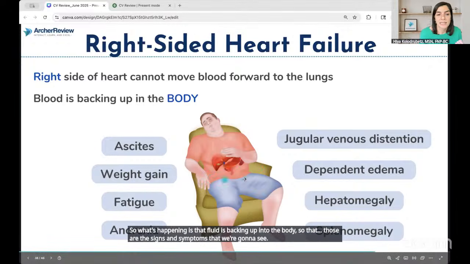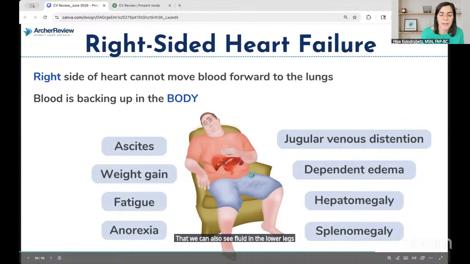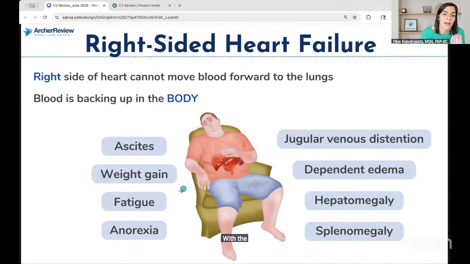We're going to see mostly ascites, so that fluid in the abdomen. We can also see fluid in the lower legs, that dependent edema. With the ascites, we see a lot of anorexia. Patients aren't as hungry. Weight gain is mostly fluid, but patients will also report fatigue. Maybe we'll see some hepatosplenomegaly as well.